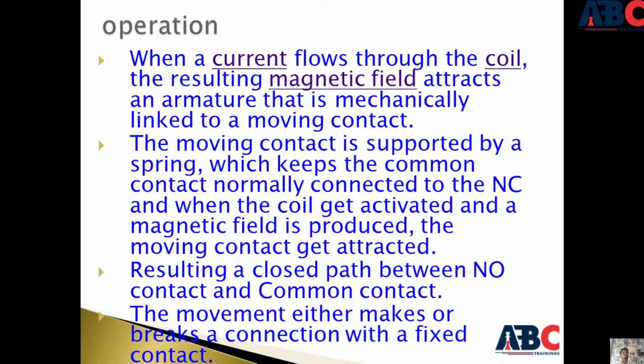And when the coil gets activated and a magnetic field is produced, the moving contact gets attracted, resulting in a closed path between the yellow contact and the common contact. The movement either makes or breaks a connection with the fixed contact.